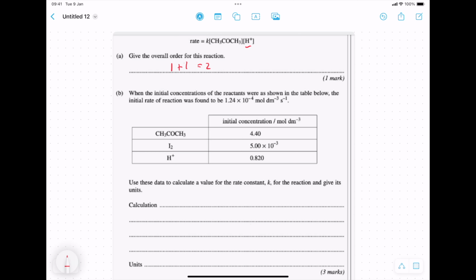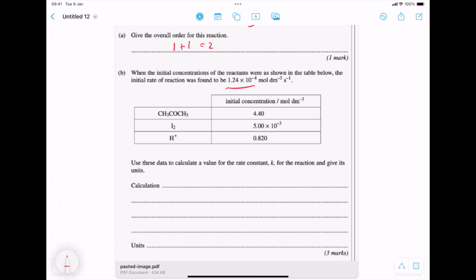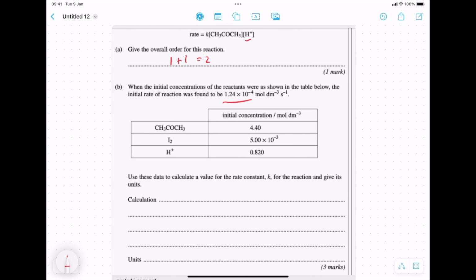Now on to the main bit. When the initial concentrations of the reactants were shown in the table below, the initial rate was 1.24 times 10 to the negative 4. Use the data to calculate the value for K and determine the units. So the first thing I have to do is rearrange the equation to get it in terms of K before I can work it out.